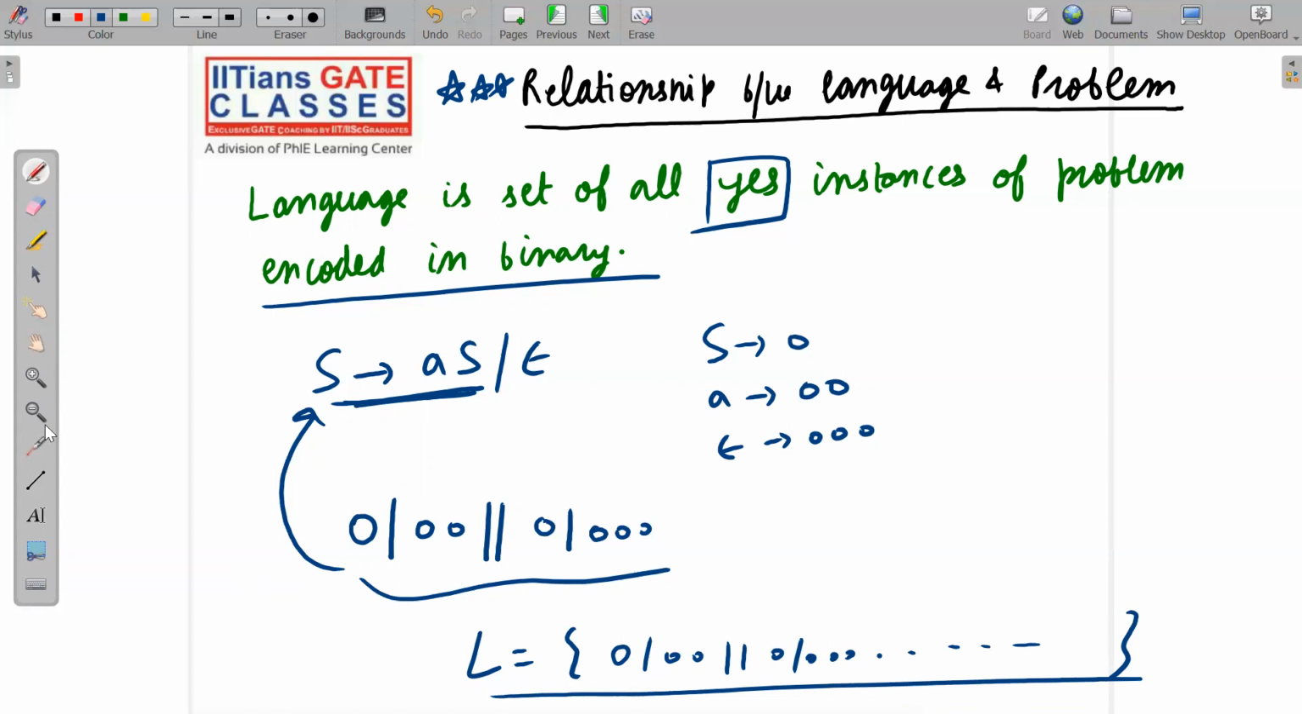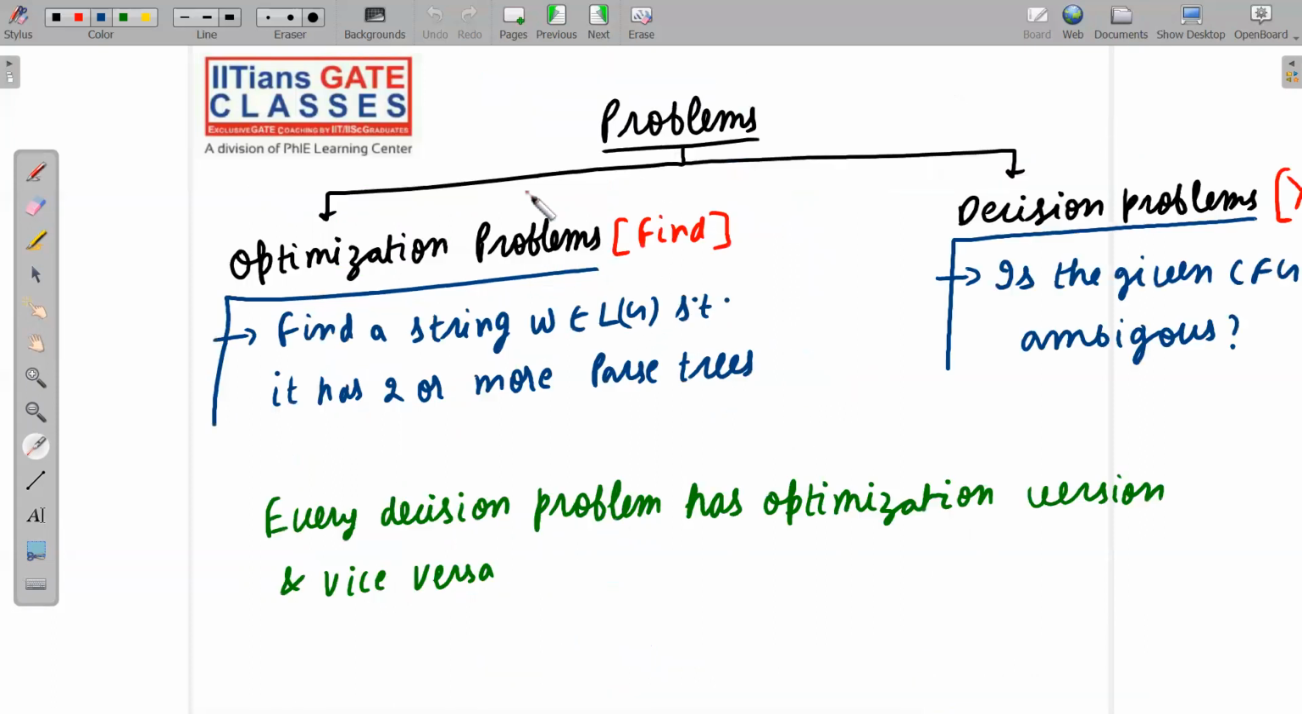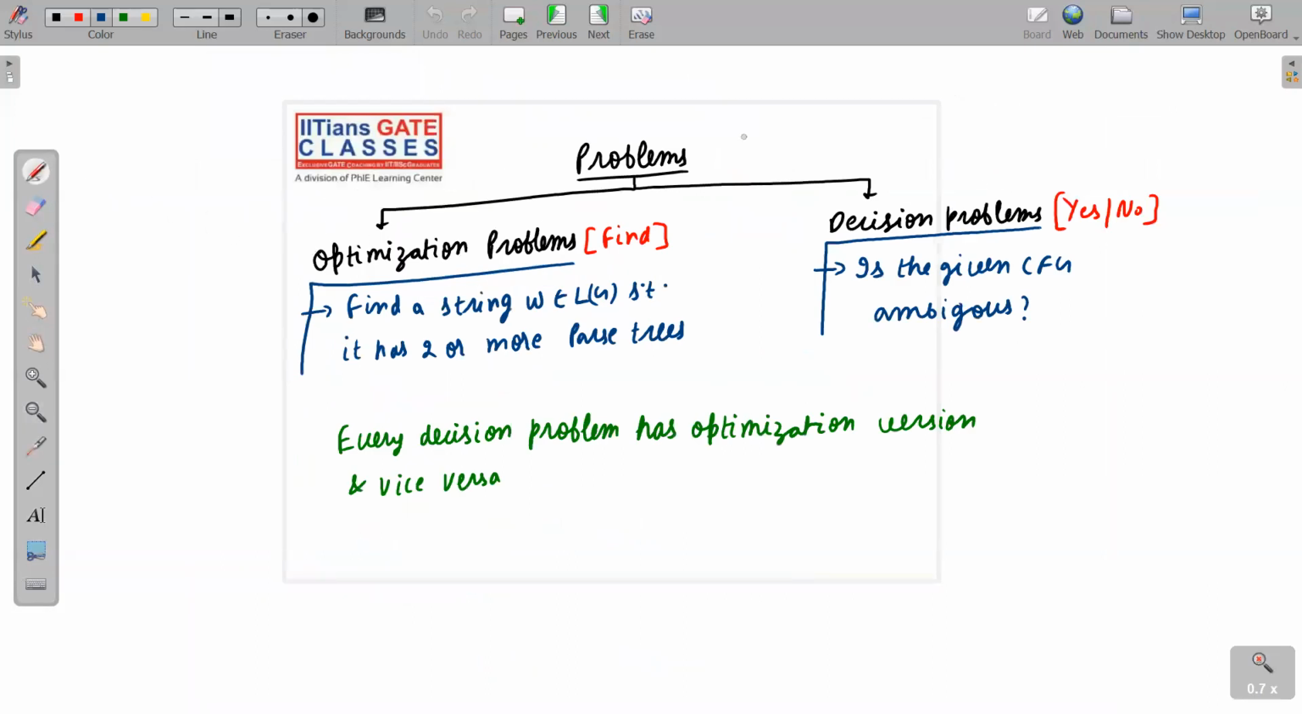So I hope I have made the point clear. Language is all the yes instances of the problem encoded in binary. Please note it down fast, and I'm jumping to the next slide. Yes, the next slide is: problems are of two types. One is the optimization problem and the second is the decision problem.